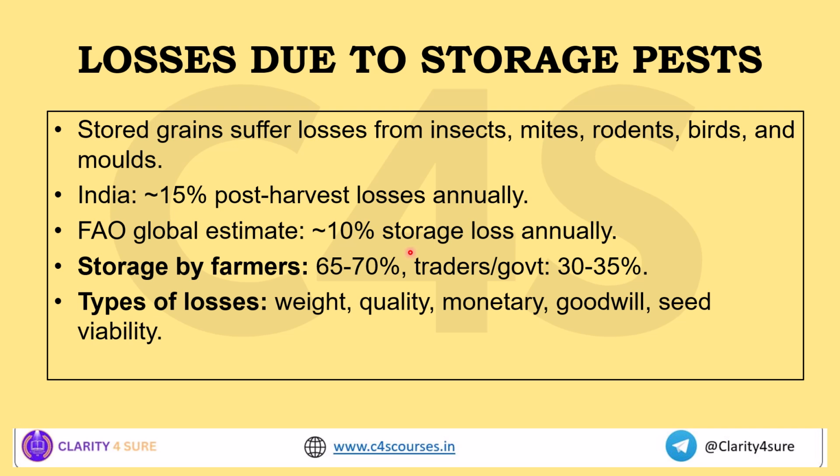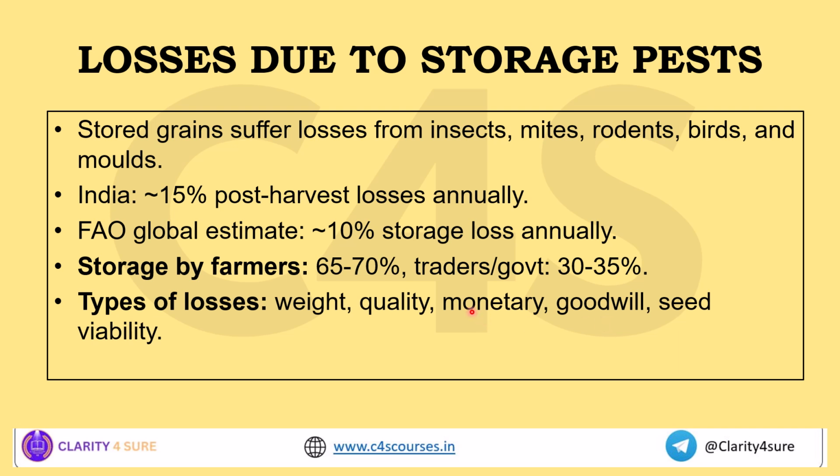loss in storage. Since 67 to 70% of grains are stored at the farmers' level, proper knowledge about these pests and their control is essential. The damage caused by stored grain pests includes weight loss due to grain consumption by pests, economic or monetary loss due to lower market value, loss in quality and nutritional value, loss in viability in case of seed grains, and rejection in market due to contamination by insect parts, frass or molds.